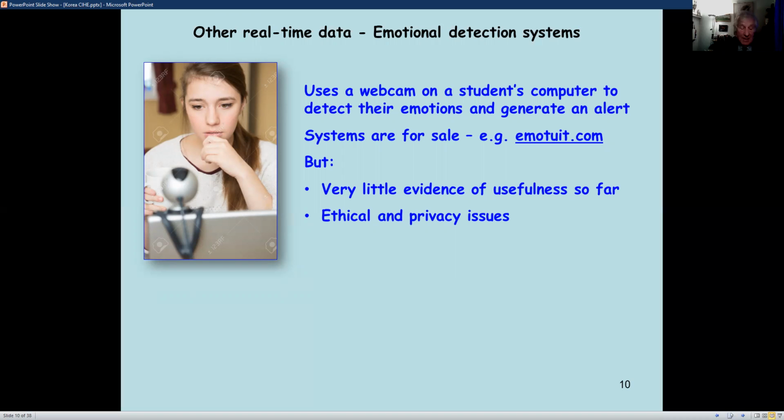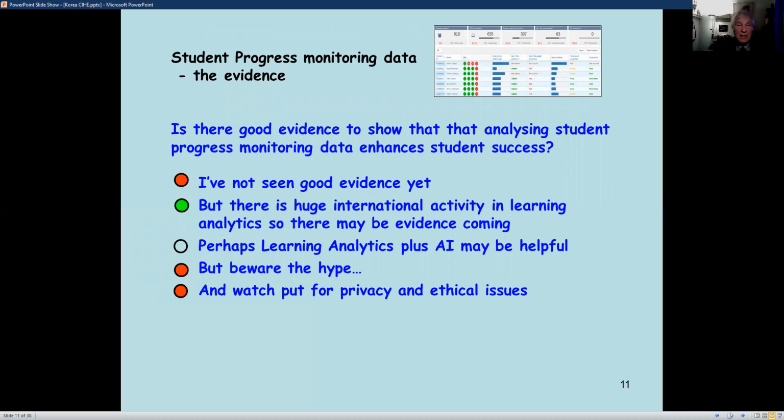Well, is there good evidence that using learning analytics in student progress monitoring data actually enhances student success? Well, I've not seen good evidence yet. And what I mean by good evidence are randomized controlled trials that compare groups of students. But to be fair, there is huge international activity in learning analytics, so there may be good evidence coming.